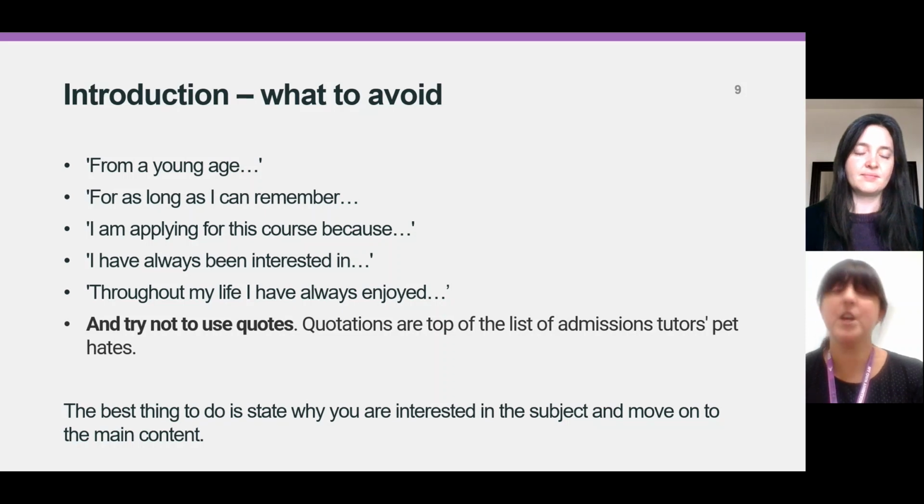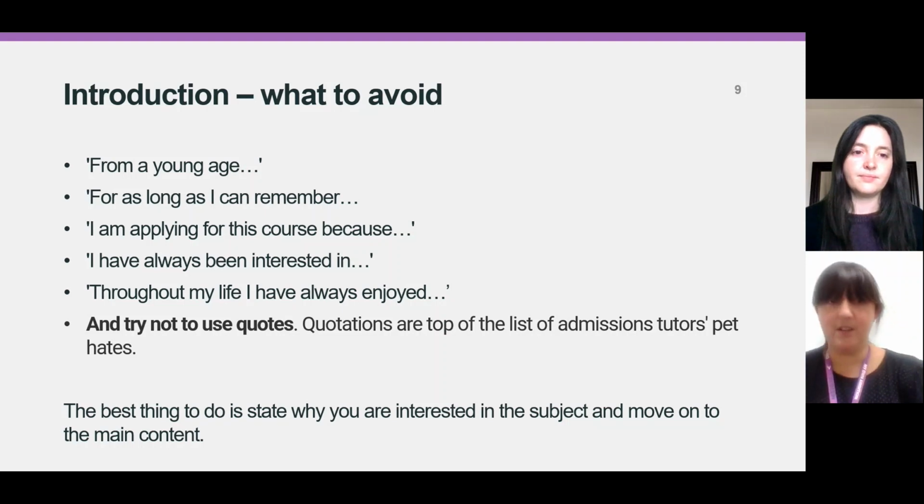"I'm applying for this course because." You don't have to put that, because you would already be explaining how passionate you are about it, and that then makes it quite clear why, if that makes sense. And the one I alluded to as a pet hate is quotations. A lot of admissions tutors don't really like those. I think I've only ever seen one personal statement with a quotation that I liked, and that's even down to personal preference. But yeah, I think these are just things to avoid and to think about.